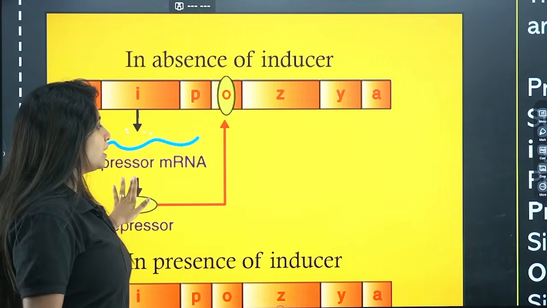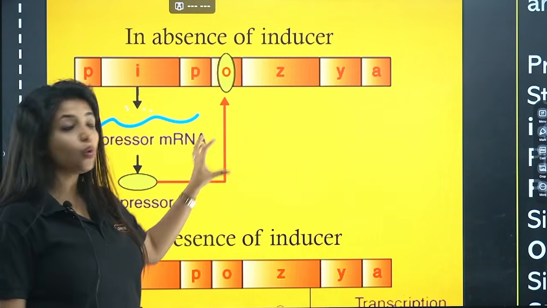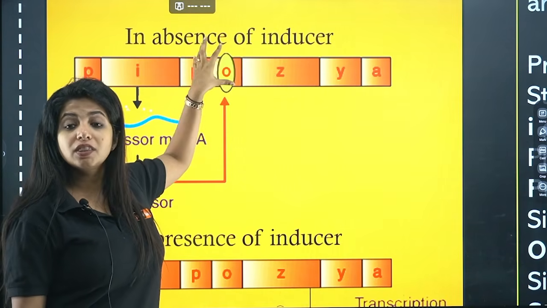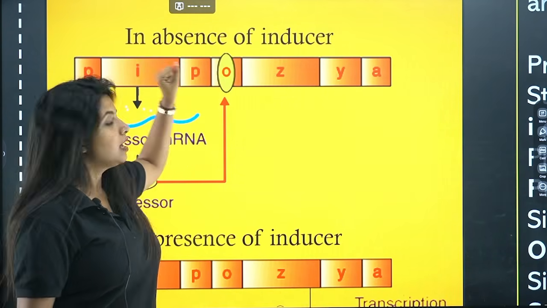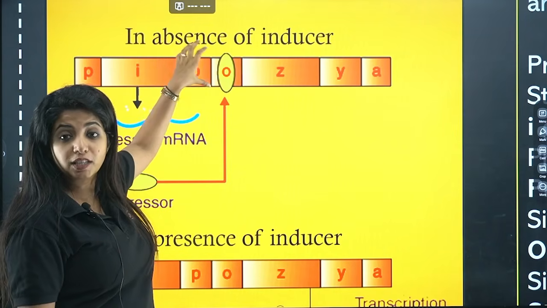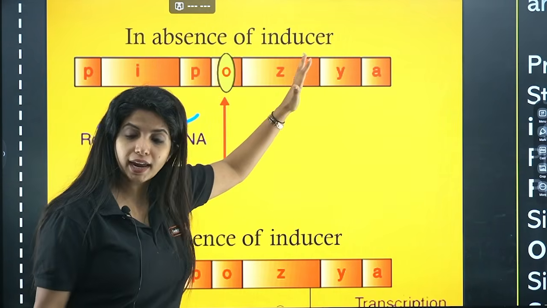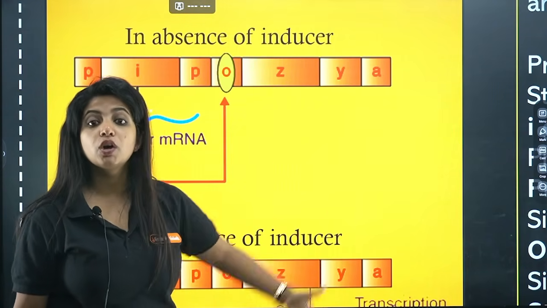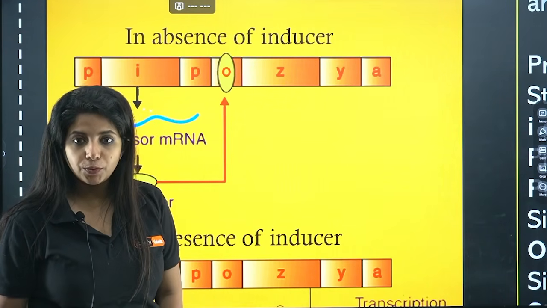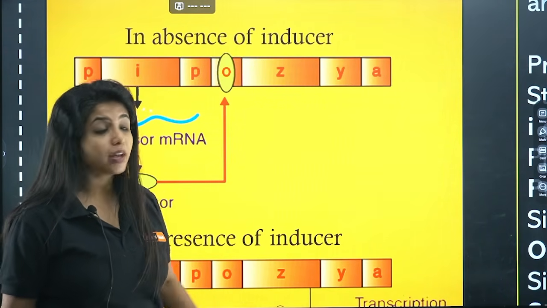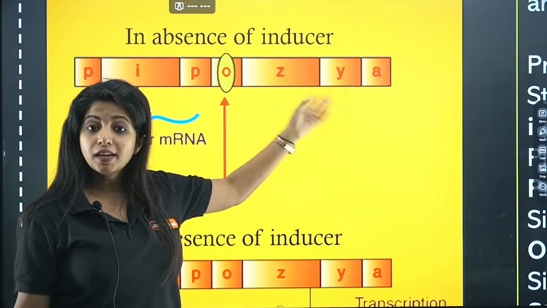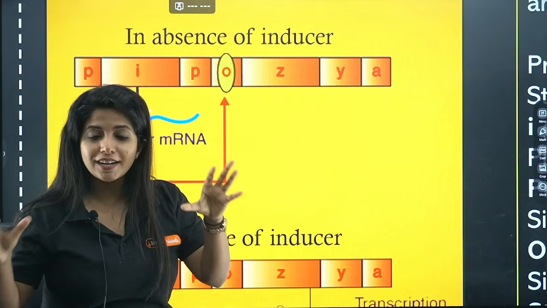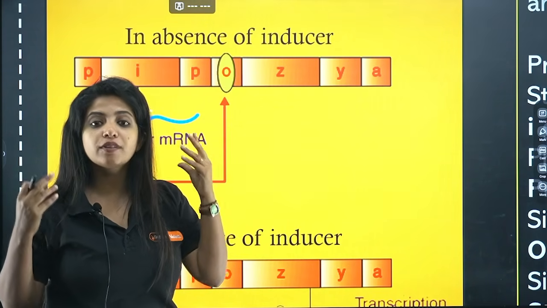So what happens? Basically, the repressor protein will go and bind on the operator region. What is the use of it? Now, RNA polymerase which comes and binds on the promoter, will it be able to move ahead and undergo the process of transcription? No, it would not be able to do that. And if it is not able to do that, do you think transcription happens? No. So I say the lac operon is in a switched off condition.